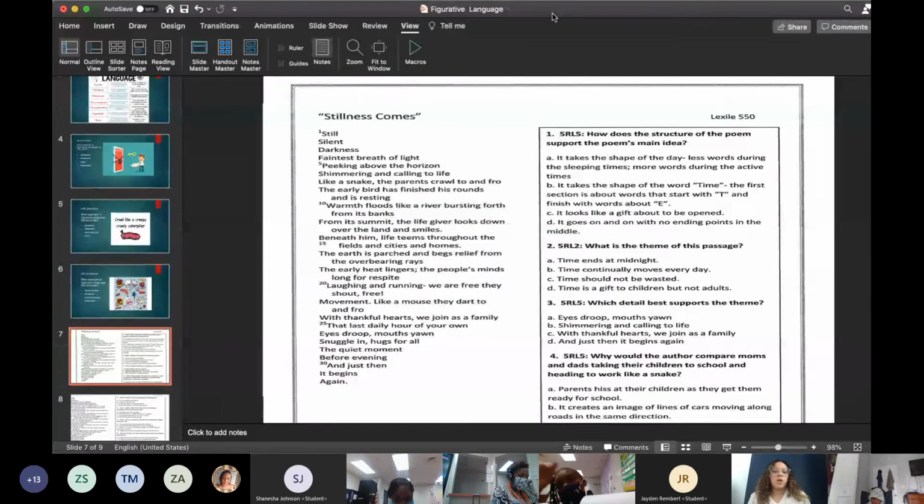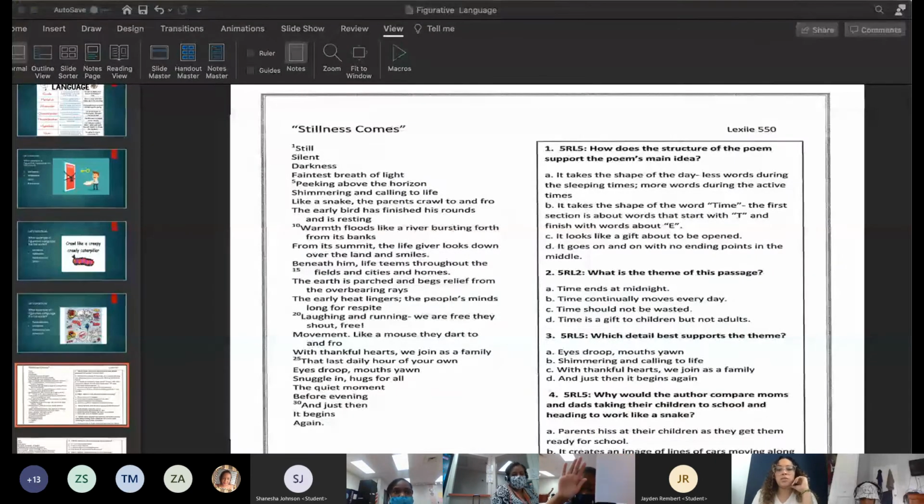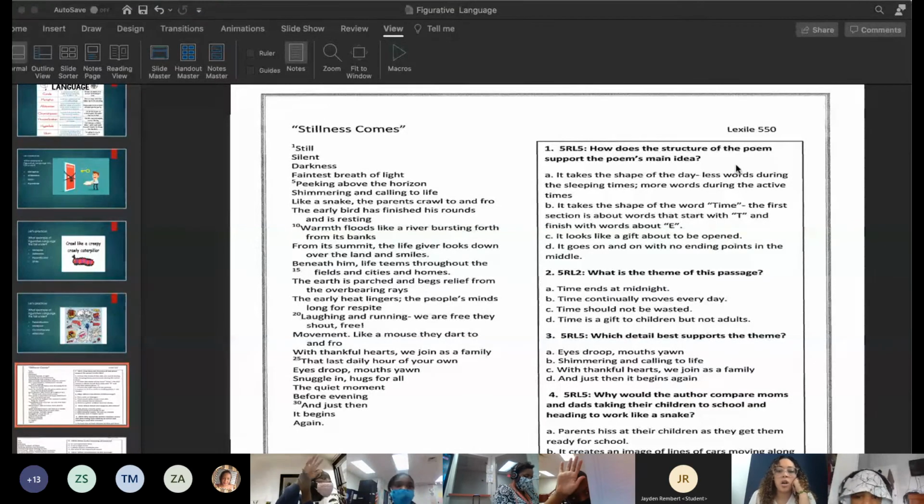Okay. So the next word that I want to dive into so we can have a better understanding is respite, which is right down here. It says the early heat lingers and the people's minds long for respite. What do you think that word means? Raise your hand. It's okay if you don't know. I want you to try to guess. Go ahead, Jakari.